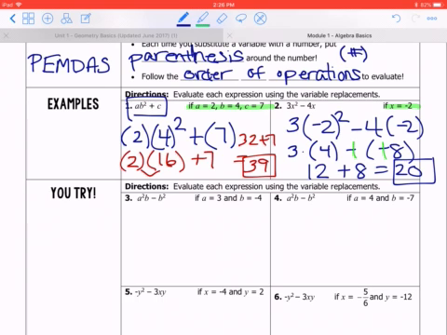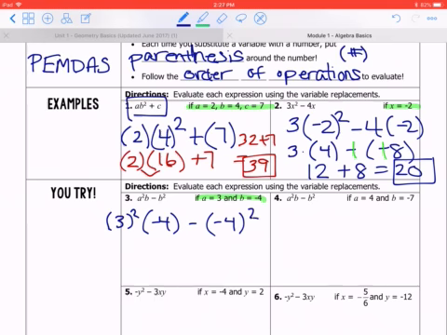Let's look at number 3. We're doing the same thing. We should start getting this. So we're just going to do a little repetition here. I'm going to substitute in. So for A, I'm going to get 3 squared. And then that's going to be times B, which is negative 4, minus a negative 4 squared.